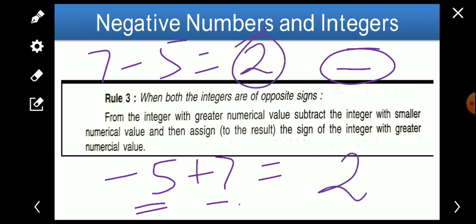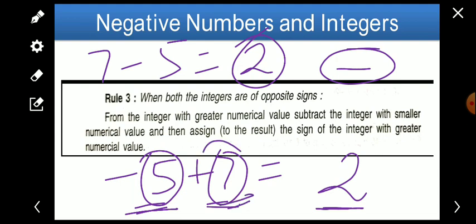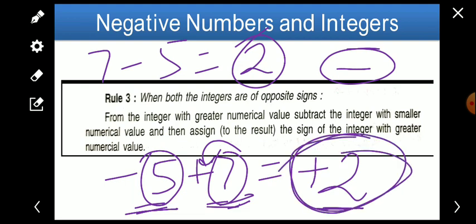Now the question is about the sign. Which sign will be there with this? We'll say that 7 is the bigger numerical value, and 7 is positive, so it will be assigned the plus sign. So the sign of the result depends upon the bigger numerical value. I hope that you understood.